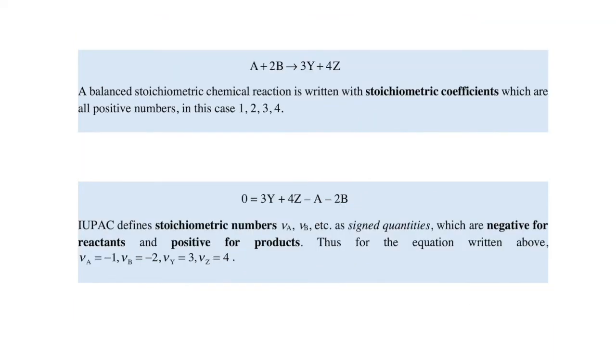Now the IUPAC defines not only stoichiometric coefficients, which were all positive numbers, but also stoichiometric numbers. Stoichiometric numbers allow us to write a more compact and more mathematically appropriate way to do this summation. They're signed quantities. The magnitude is the same. It balances the stoichiometry of the reaction, but stoichiometric numbers are negative for reactants and positive for products. Negative for reactants, positive for products.